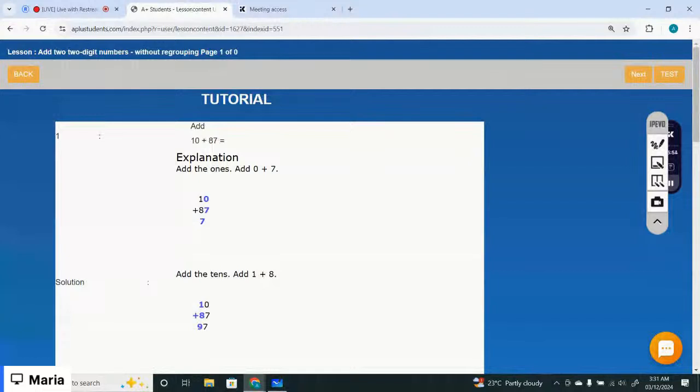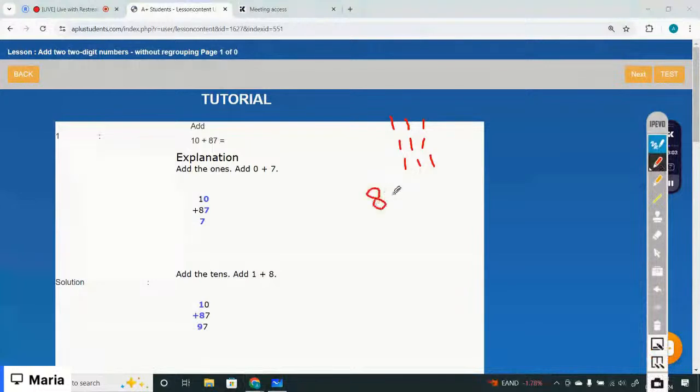Add 87 plus 10. So just write them down one above the other. Start with the ones digit. 7 plus 0 is 7, and 8 plus 1 is 9. That is 97. That's how you can add two-digit numbers, right? Let's just start with the test questions.